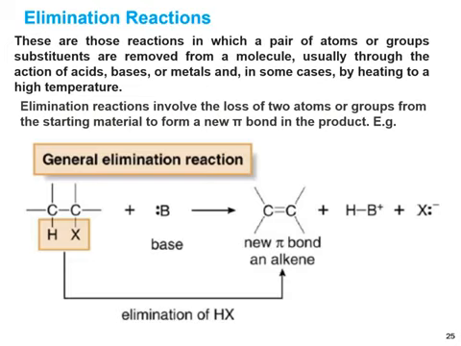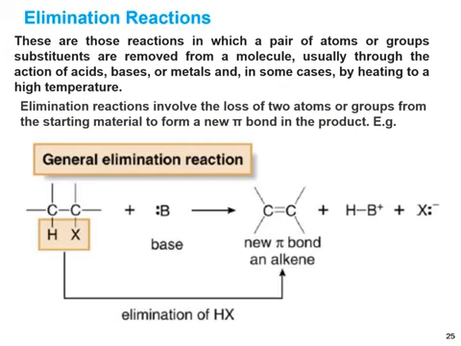Next type is the elimination reaction. These are those reactions in which a pair of atoms or group substituents are removed from a molecule, usually through the action of acids, bases, metals, and in some cases by heating or high temperature. Elimination reactions involve the loss of two atoms or groups from the starting material to form a new pi bond in the product. This is a general example.